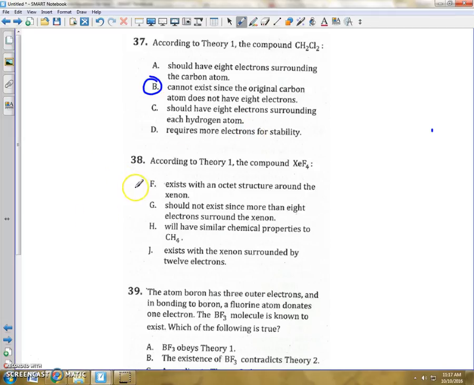38, according to theory 1, the compound XeF4, I don't know, whatever that is, there's this compound. Now that was actually the one they talked about. And so this one, they talked about how it refuted theory 1 basically. So according to theory 1, this shouldn't exist, and that's what it says straight up from the passage, which you can look up. And that's the correct answer, that it should not exist because xenon already had 8, but it shouldn't have any more. So then this couldn't exist, but then it did, and so that's why theory 2 came into popularity.